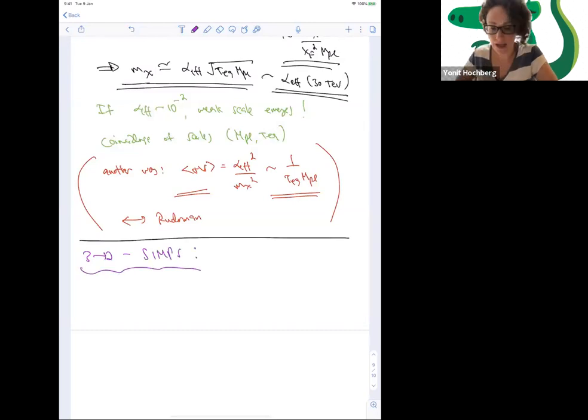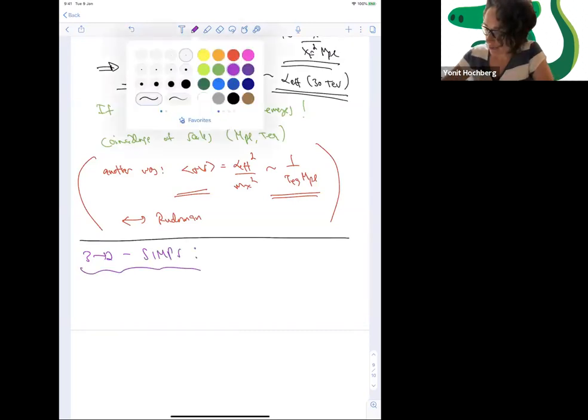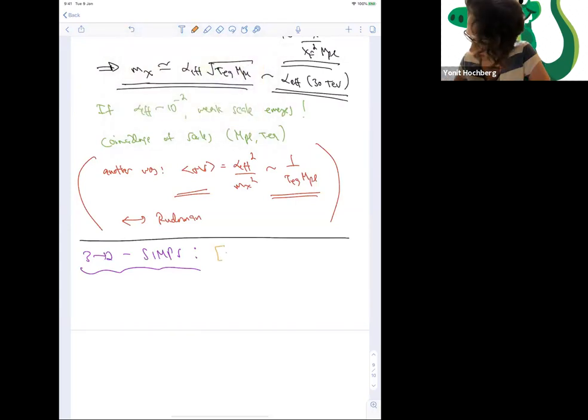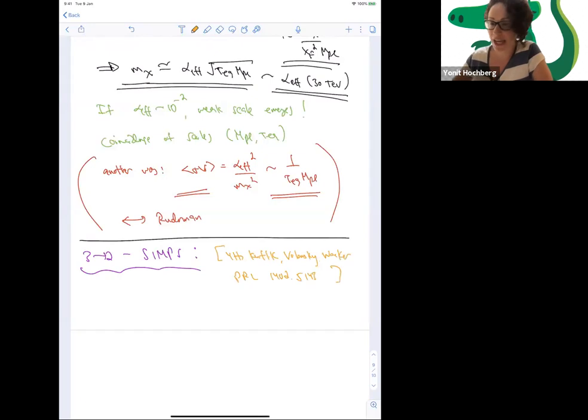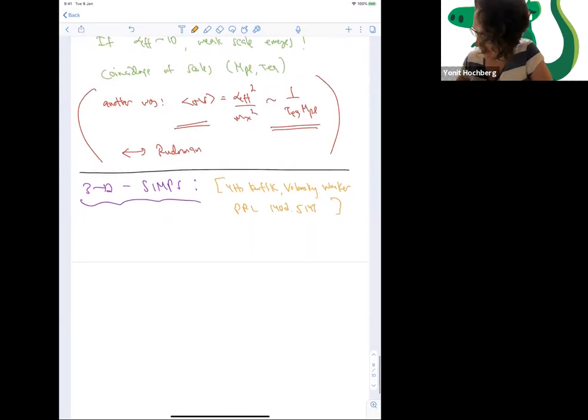Let me just give you some references for this. This is work that I put out a few years back, with Kuflick and with Tomer Volansky and with Jay Wacker. This was a PRL. I'll give you the arXiv number, 1402.5143. And I want to stress, we came up with this idea, it's very awesome, on the beach.